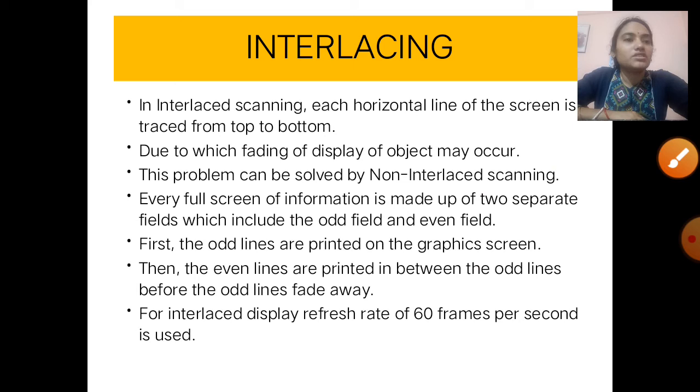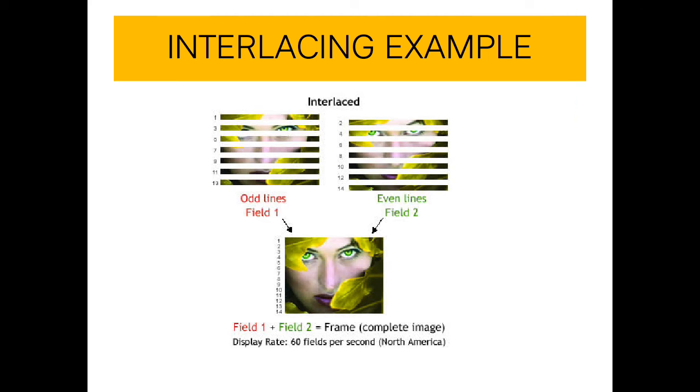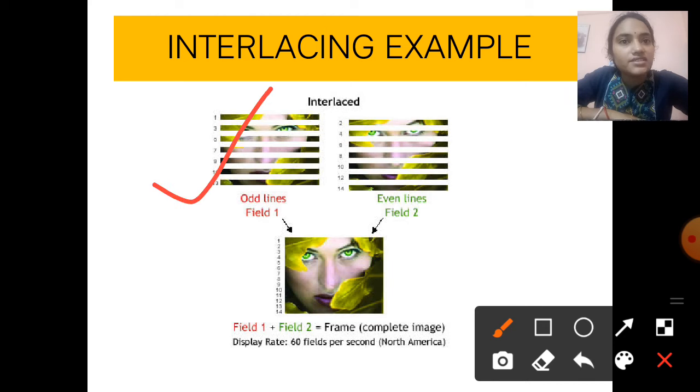I will show you a picture so all of you are clear. Here this is the main figure, the actual figure. How is this figure displayed on the screen? The number of lines are continuously there on the screen, but in the interlacing system it is divided into two types of field, odd field and even field. First it scans all the odd lines. After scanning all the odd lines, the picture looks like this.